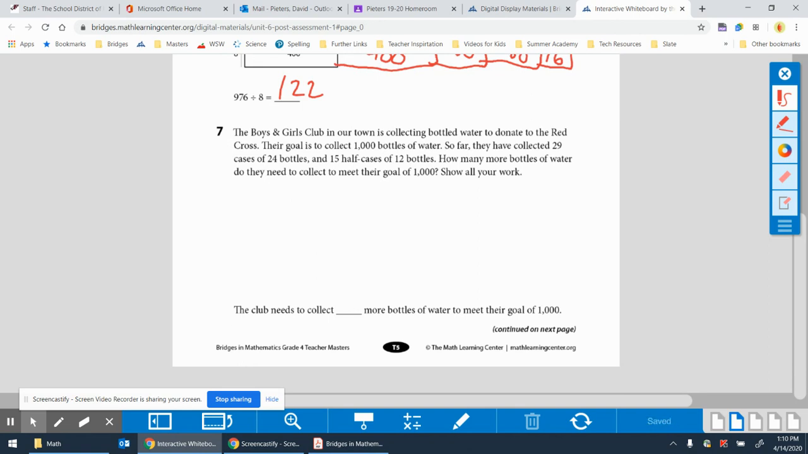All right. Once again, I'm going to save problem number 7. I'm going to save this one for another video for you, where I can just show it a little bit easier on a whiteboard, on a bigger one. But on this problem, it says the Boys and Girls Club in our town is collecting bottled water to donate to the Red Cross. The goal is to collect 1,000 bottles. So far, they have collected 29 cases of 24 bottles and 15 half cases of 12 bottles. How many more bottles of water do they need to collect to meet their goal of 1,000? Okay, we'll get to that one. Next one.